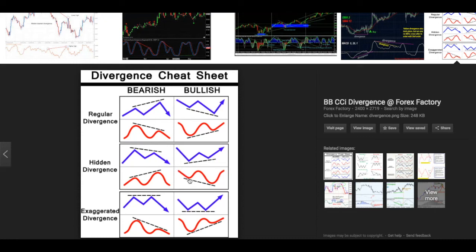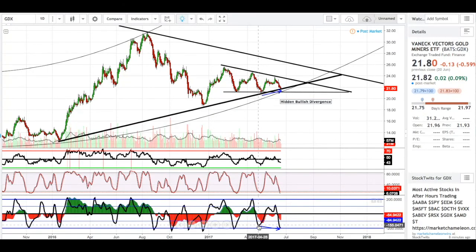Over here, our stochastic came down, we made a low, a high, and a lower low. So this is the concept of a hidden divergence, and I think that we see that right here as our CCI moves down and our price moves up. So that might be something to keep in mind while you're trading.